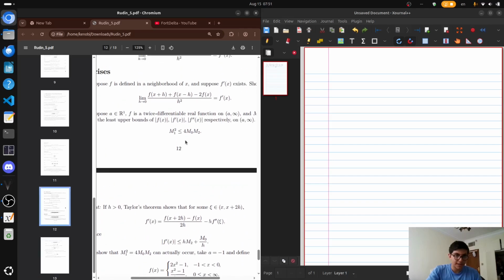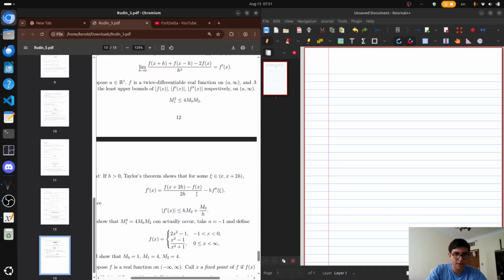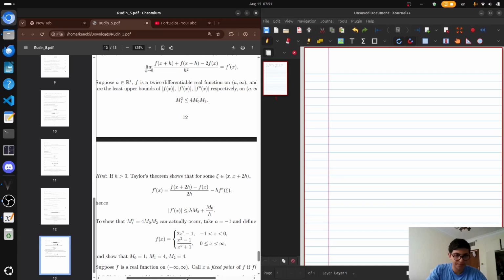We want to show that for a twice differentiable function on a to infinity, when we have the least upper bounds of f of x, f prime of x, and f prime prime of x to be m0, m1, and m2, we have m1 squared is less than or equal to 4 m0 m2. And how we do this is like this.